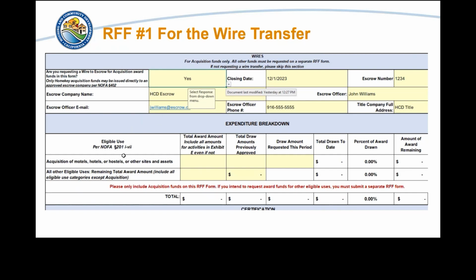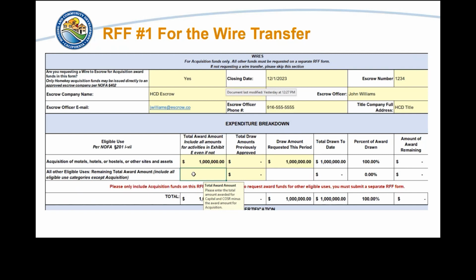Under the expenditure breakdown, you will fill out $1 million in the total award amount for acquisition of motels, hotels, or hostels. Make sure to place a 0 in the total draw amounts previously approved. Then list $1 million in the draw amount requested for this period. Beneath this row, there should only be one other option, and that is for the cumulative total award for the rest of your eligible activities.